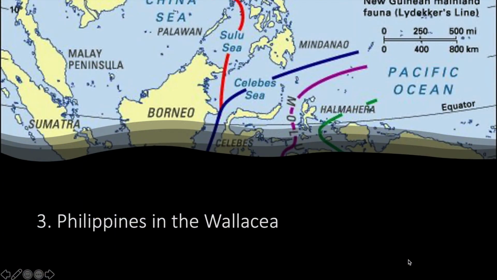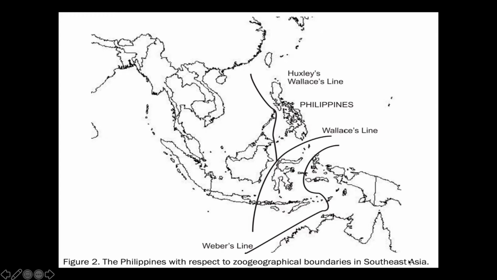Okay, for the last part of our lecture, we'll talk about the Philippines in the Wallacea. Wallacea is defined to be the region between the Wallace Line in the west and the Weber Line to the east. The original Wallace Line delineated the Philippines west of the Wallace Line. But during Huxley's modification of the line, it included all the oceanic islands of the Philippines to the east of the Wallace Line. Wallace considered the Philippines to be part of the Oriental region, but was separated from the Asian mainland at a very early date.